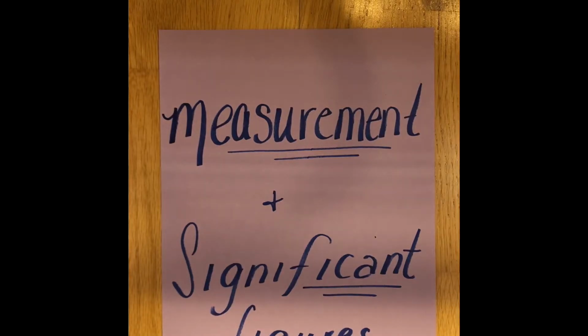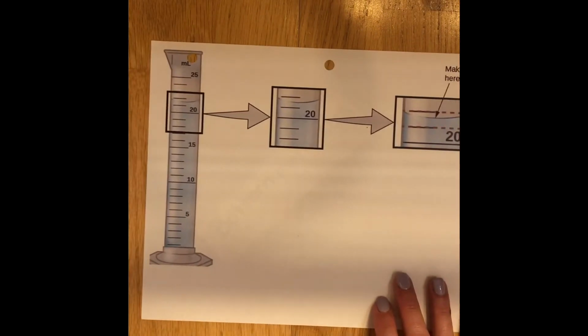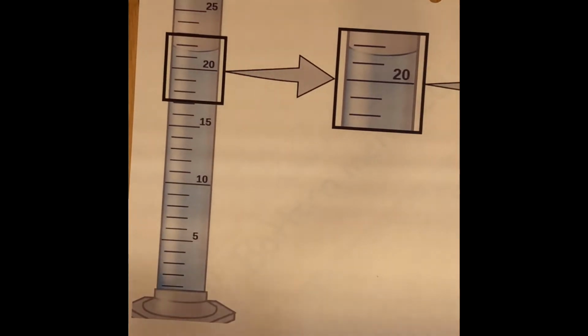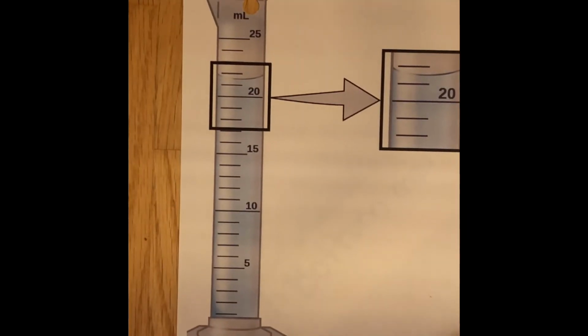This is a video about measurement and significant figures. So if we have a graduated cylinder seen here, our graduated cylinder is a tool, or we can call it an instrument or a device that we use in lab to measure liquids. It's a tool that's used to measure liquids pretty accurately.